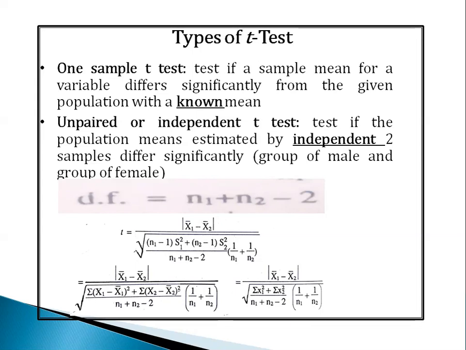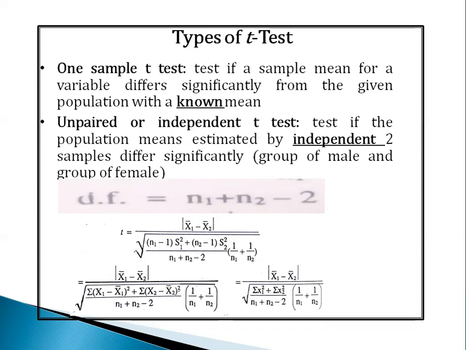The types of test, that is the t-test, and in the t-test, paired or unpaired t-test. The one-sample t-test, or simply called the t-test, tests whether the sample mean for a variable differs significantly from a given population with known mean. The unpaired or independent t-test tests whether the population means estimated by two independent samples differ significantly, for example, a group of males and a group of females.